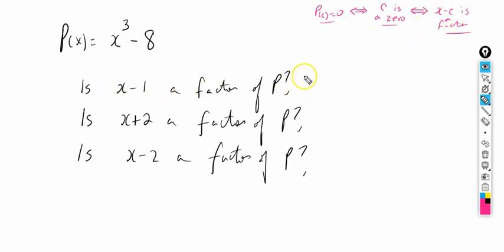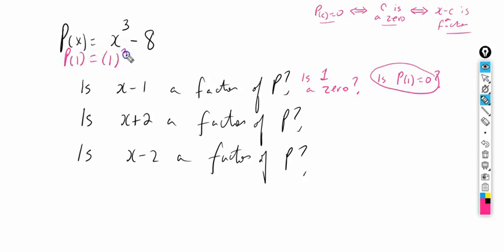That's the same thing as asking, is 1 a 0? And of course, that's the same thing as asking, is p evaluated at 1 equal to 0? So if the answer to one of these is yes, the answer to all of them is yes. If the answer to one of these is no, the answer to all of them is no. This is the one that's easiest to find out. What is p evaluated at 1?